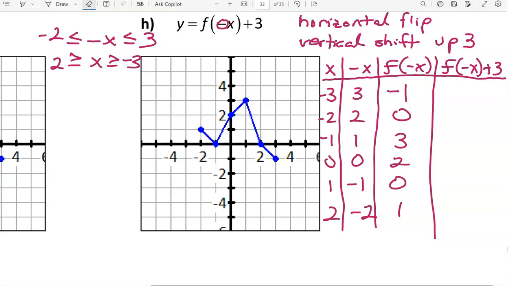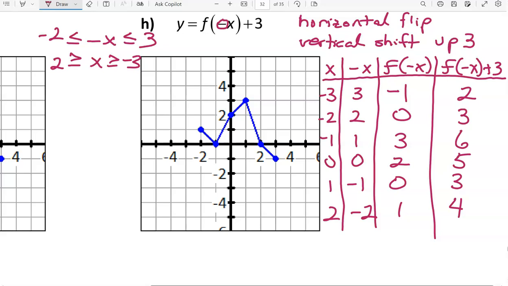And in the last column, we're just going to add 3 to all those values. -1 plus 3 is 2. 0 plus 3 is 3. 3 plus 3 is 6. 2 plus 3 is 5. 0 plus 3 is 3. 1 plus 3 is 4.